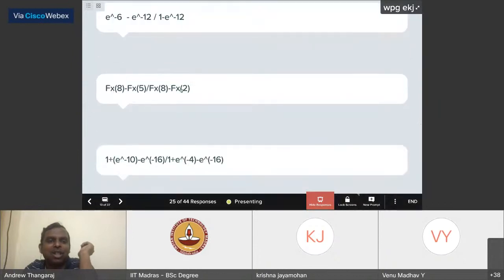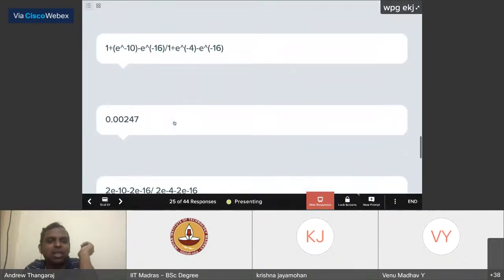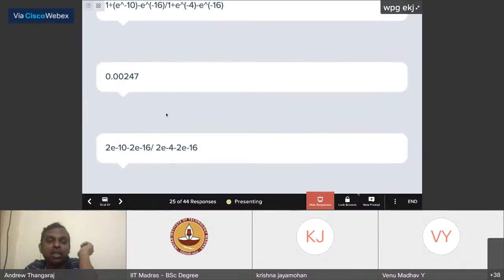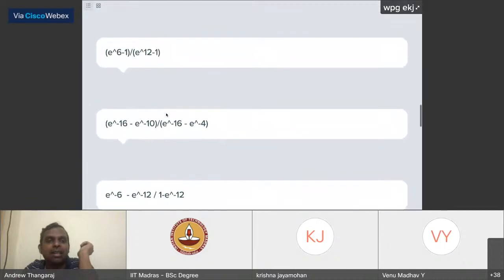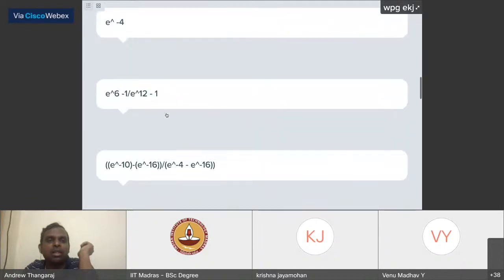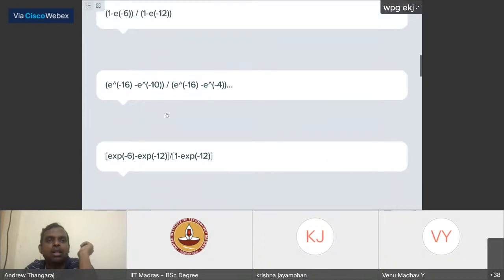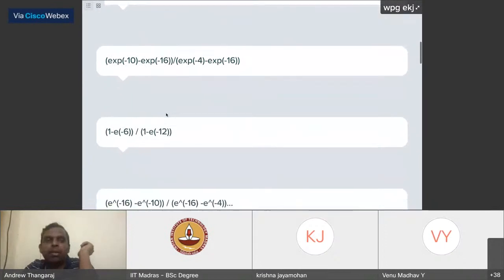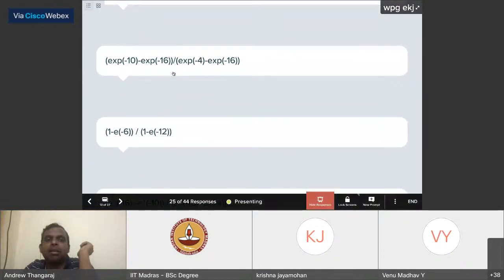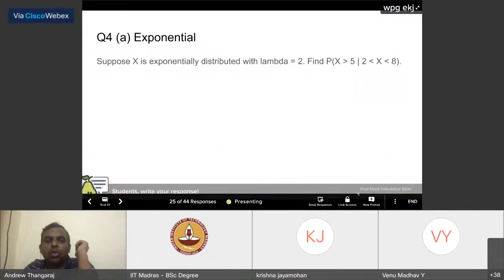Somebody has just not bothered to do the 1 minus e powers; 0.00247 numerical evaluation. Okay, good. So the correct answer is this one here. This is probably the simplest way in which you can express it: e power minus 10 minus e power minus 16 divided by e power minus 4 minus e power minus 16. I'll come back and show you the exact working out. It's not too difficult, but we'll see the exponential distribution play a role and you have to be very careful.